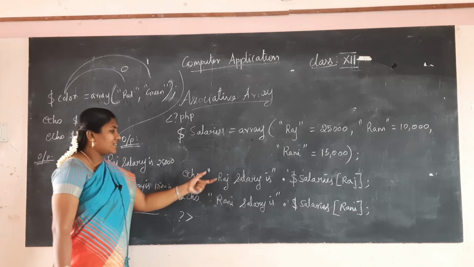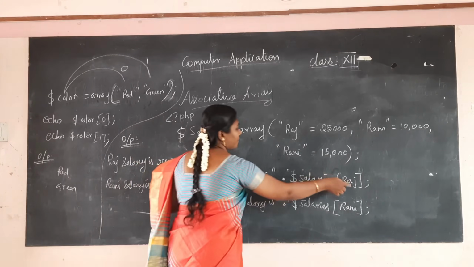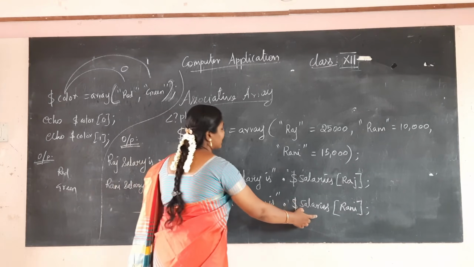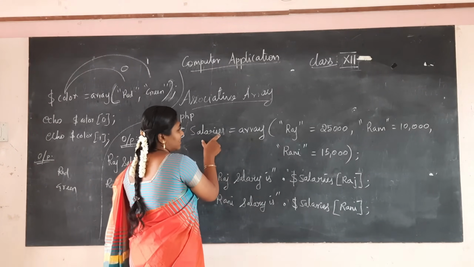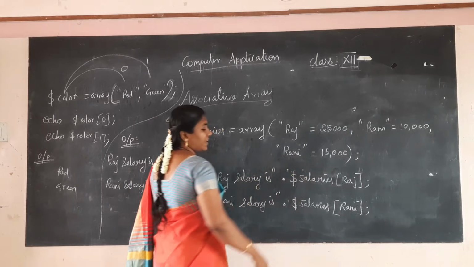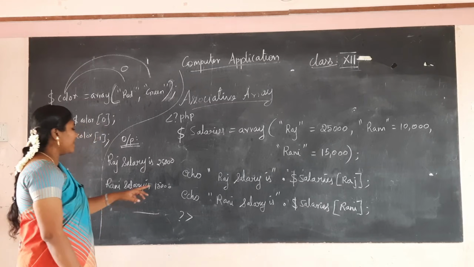So I want the Raj salary, meaning salaries of Raj. If I want the Rani salary, it means dollar salaries of Rani. Salaries only is the common name for these 3 string indexes. So for Rani, it will give 15,000. So what will be the output for it?